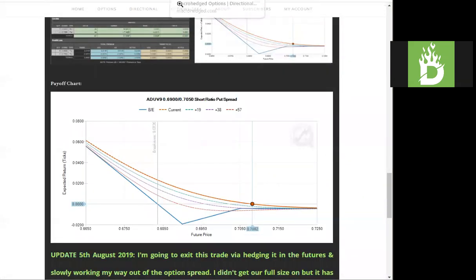And as you can see, we just bought back a load of futures and then slowly worked our way out of the options, because a lot of the time, if you've got size to do, that's the easiest thing you can do. Just buy some futures, and then slowly dribble the rest out.